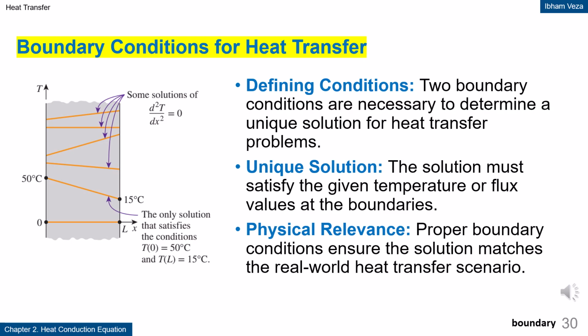Boundary conditions for heat transfer. To determine a unique solution, two boundary conditions are required for a one-dimensional problem. These conditions can be specified temperatures or specified heat fluxes. The solution must satisfy all the given boundary conditions. Without proper boundary conditions, the solution has no physical meaning. Therefore, boundary conditions are an essential part of thermal modeling.